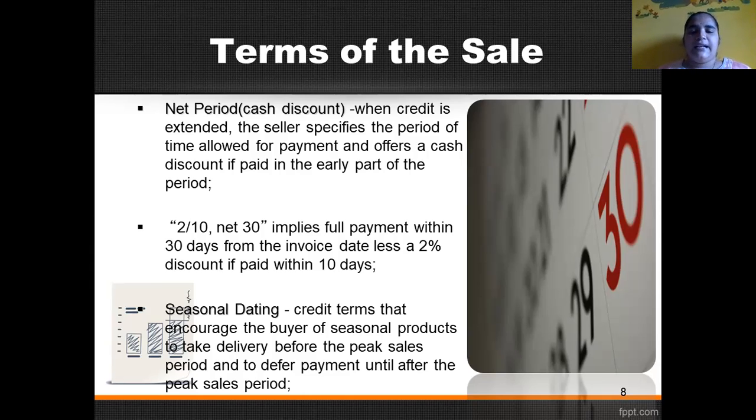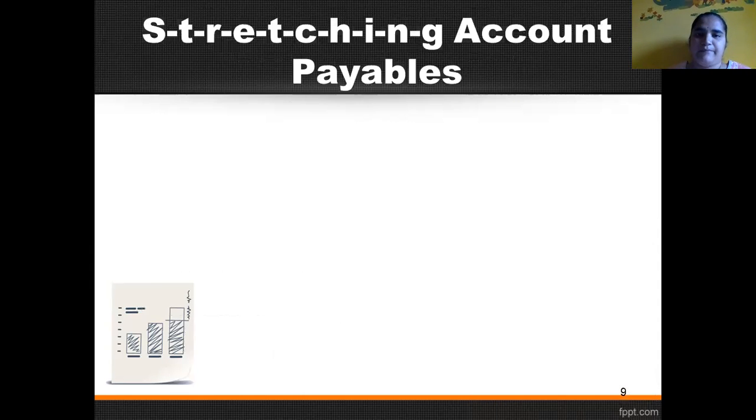Next is seasonal dating. Seasonal dating means these are the credit terms that encourage the buyer of seasonal products to take delivery before peak sales and defer the payment until the peak sales are over. Some products have seasonal demand. So he's telling you can book your order and take the delivery before there is high demand or high sales. So you take early delivery and pay up to the time when sales are high.